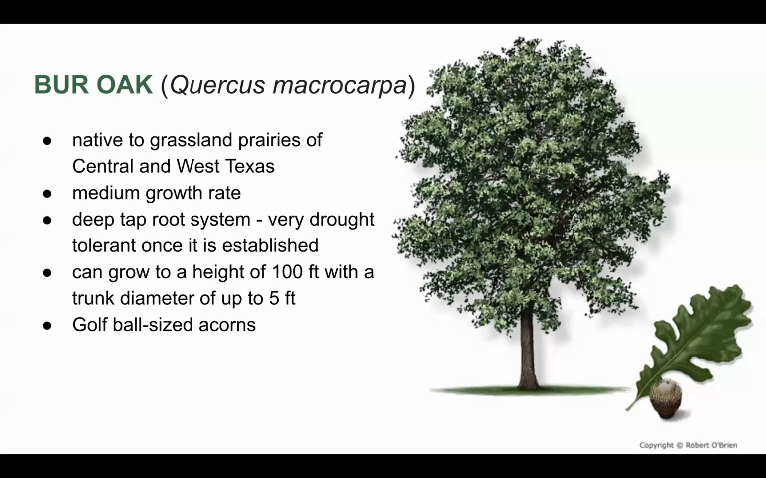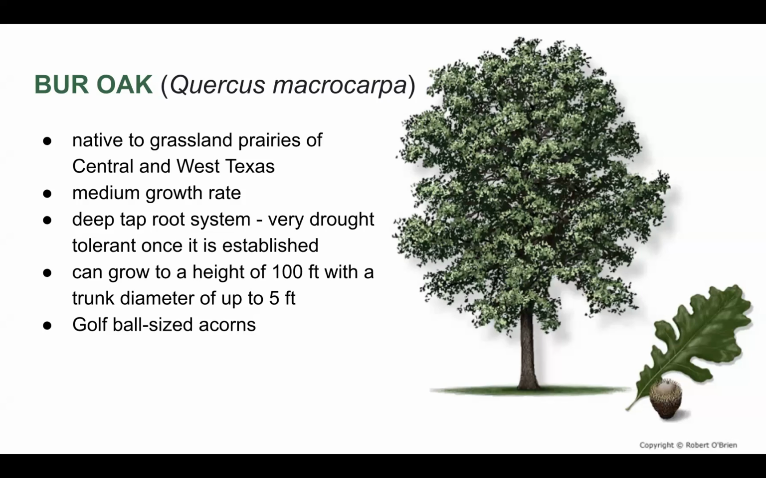And then we also have out here a bur oak. They are native to the grassland prairies of Central and West Texas. You will find them around the Dallas area. They grow a little bit faster than post oaks and blackjack oaks. And what makes this bur oak tree unique is that it has a very deep taproot system.